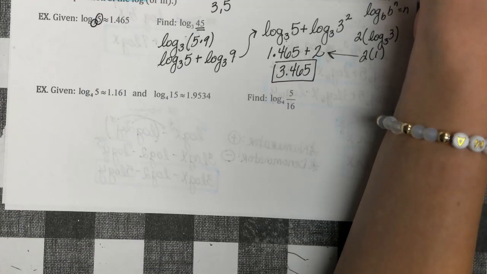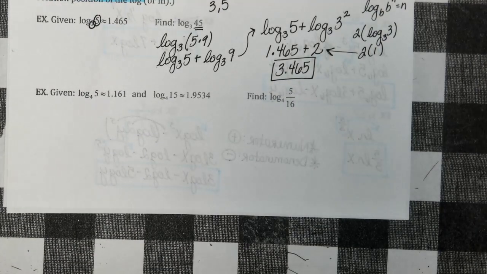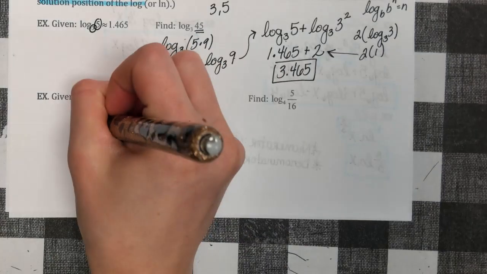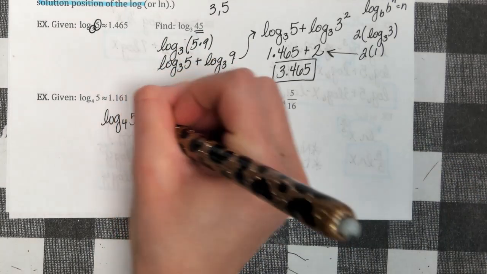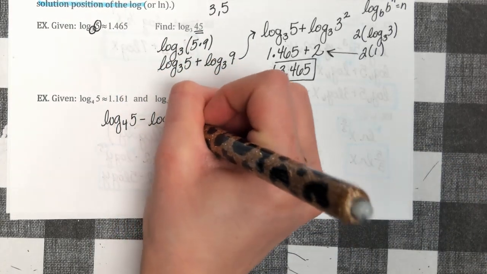So then my next one, I give you 2 logs. Log base 4 of 5 is approximately 1.161. Log base 4 of 15 is approximately 1.9534. And I want to know what is the log base 4 of 5 over 16. Okay? Now, what would your instinct be for that 5 over 16? I would split it. So that could be log base 4 of 5 minus log base 4 of 16.